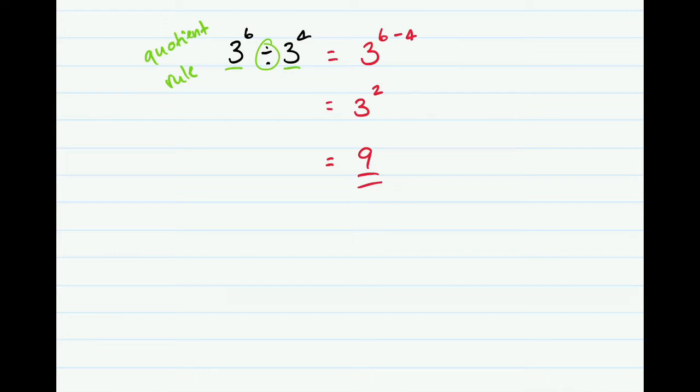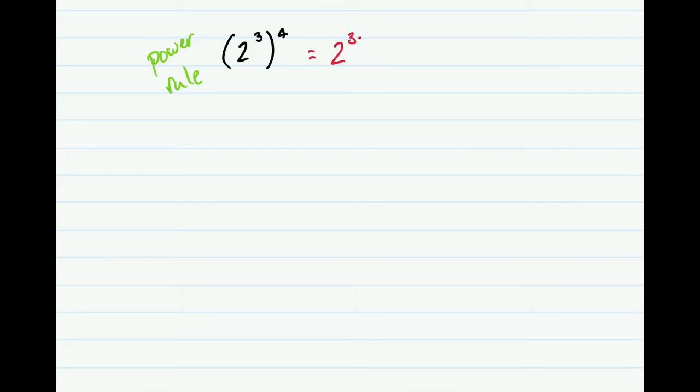So we've already used the product rule and the quotient rule. I'm sure you can guess what we will do next. In this example, we have 2 to the power of 3, and we're going to raise all of this to the power of 4. We have one base and we have a power raised to a power, so we know this is our power rule. To solve this, we can just rewrite 2 to the power of 3 times 4, which is equal to 2 to the power of 12, which is equal to 4096.